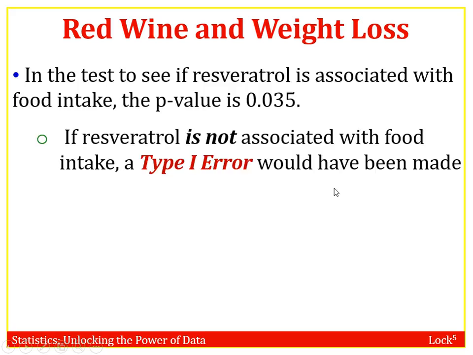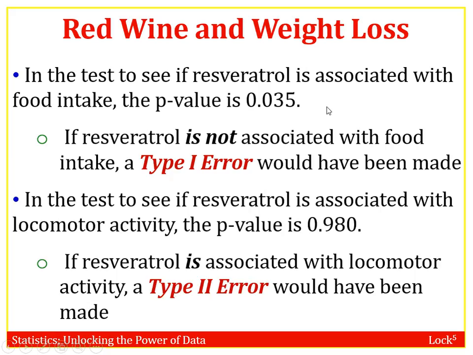So here are what a type 1 error and a type 2 error are in the context of the red wine problem. And here's your type 2 error in the context of the red wine problem.